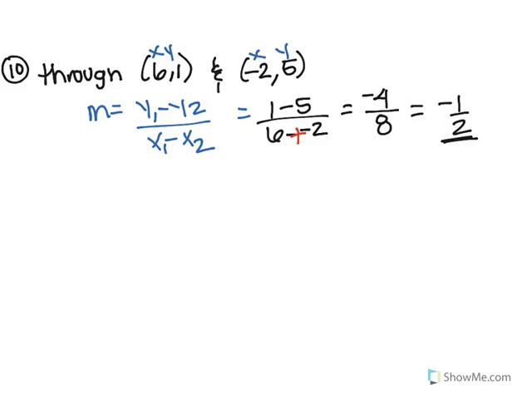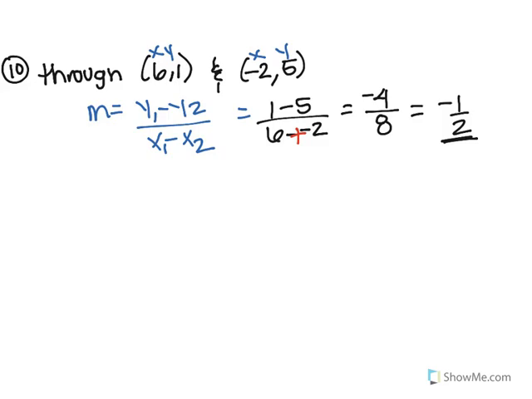Now you still got to give me b. So this one is a little bit of extra work. You still got to find b. So it doesn't matter which point you use. You can use the first one, you can use the second one. They both will give you the exact same b because they're on the same line.